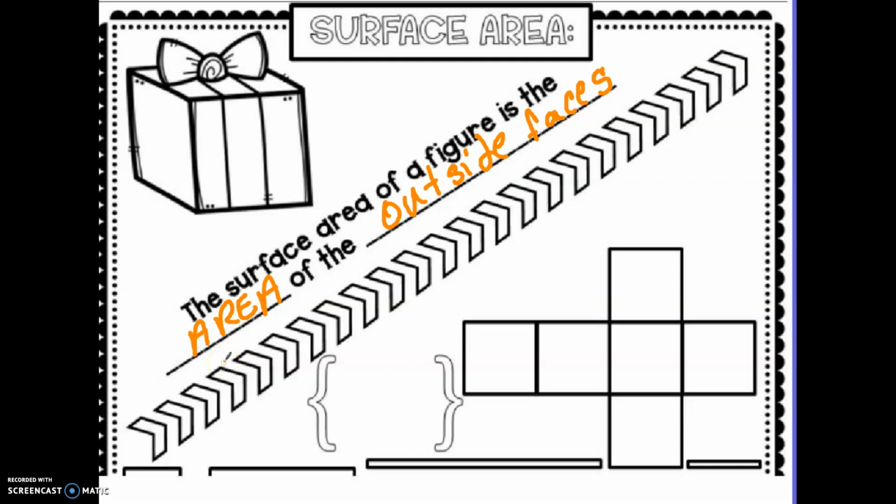So in order to find the surface area, we take a box like this and we unfold it so it looks like this. And in doing so, we create what's called a net. So, what is a net? A net is an unfolded 3D figure.